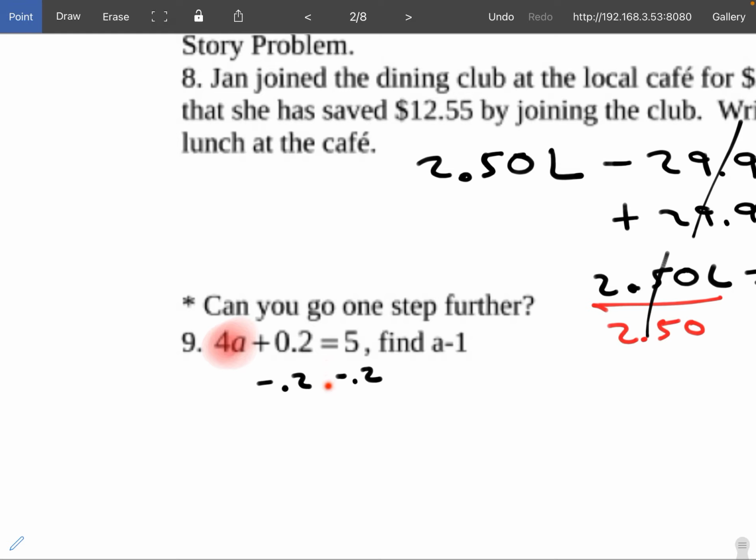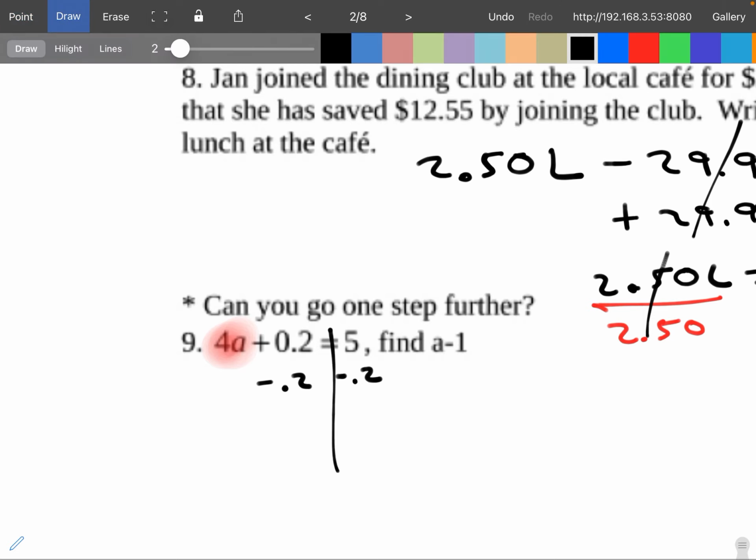Now, I've seen people try to subtract the 0.2 twice on the same side. No, whatever you do on one side of the equal sign, you have to do the same thing on the other side. Some people draw a little line down the middle and put the equal sign in there. On the left-hand side, 0.2 minus 0.2 cancels out and makes 0, so all we have left is 4a plus 0, which is 4a. On the right-hand side, we have 5 take away 0.2. That's 4.8.